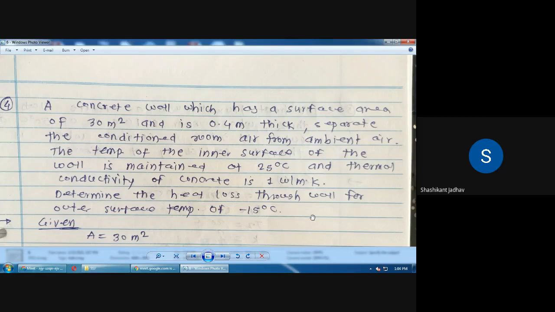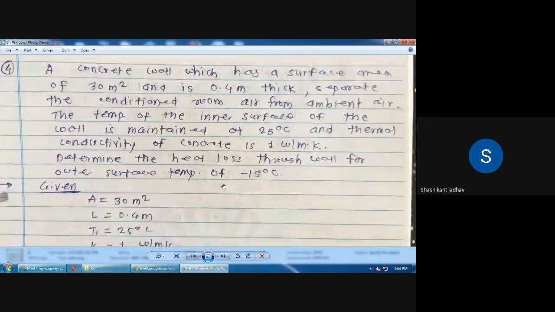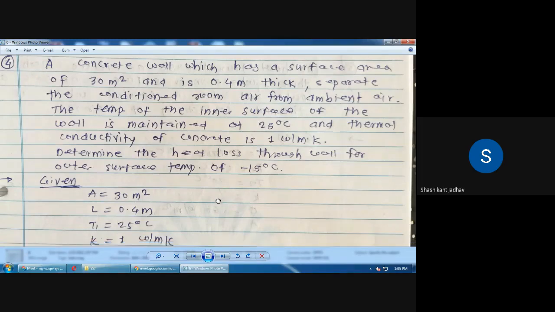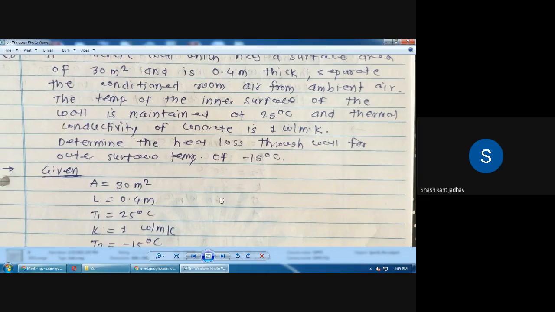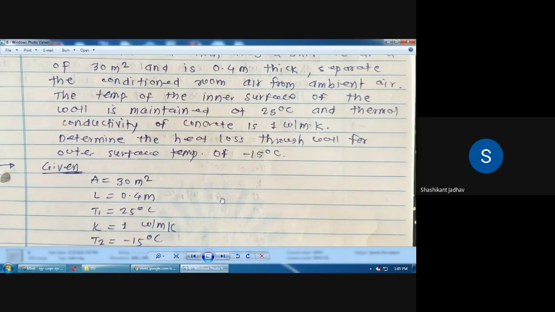Okay. So first of all, you have to write down the given conditions. Concrete wall which has a surface area is given. Surface area is capital A is equal to 30 meter square. Thickness is given, means L or dx is given, that is 0.4 meter. Then wall temperature is given, that is 25 degrees Celsius, that is T1 is equal to 25 degrees Celsius. Then thermal conductivity is given, 1 watt per meter Kelvin, and outer surface temperature is given, minus 15 degrees Celsius, that is T2 is equal to minus 15 degrees Celsius.